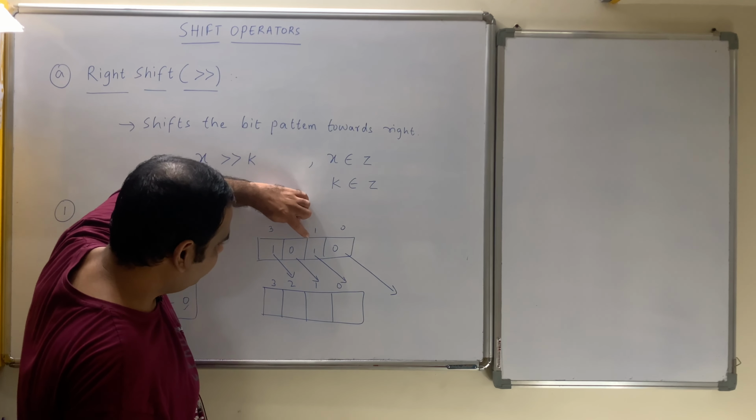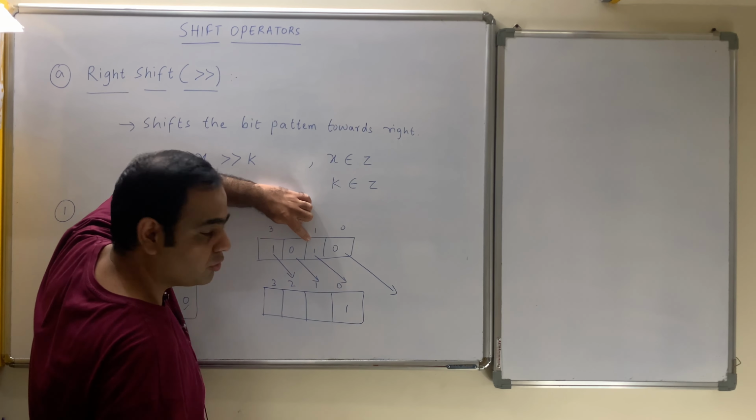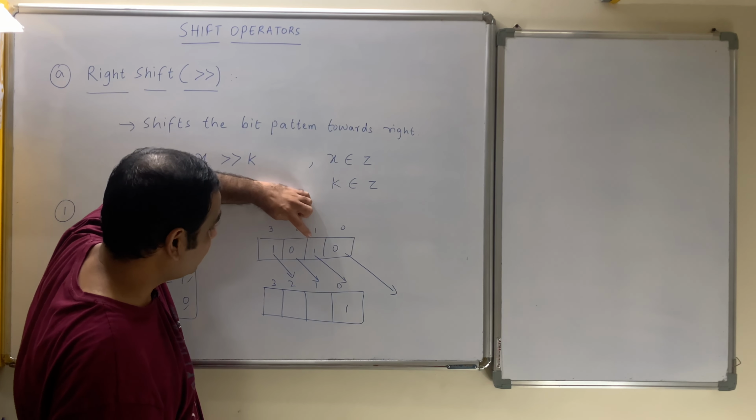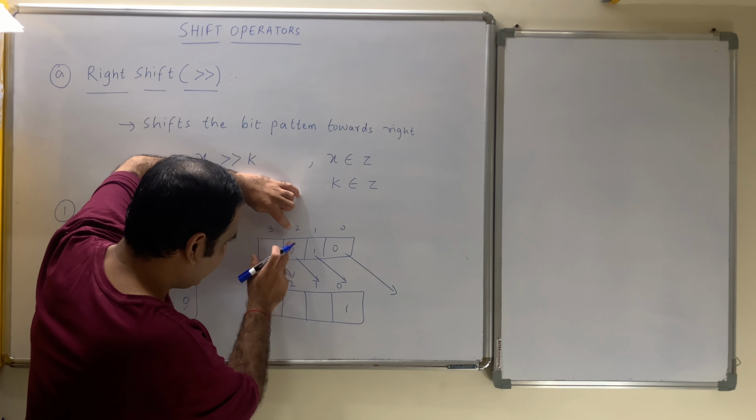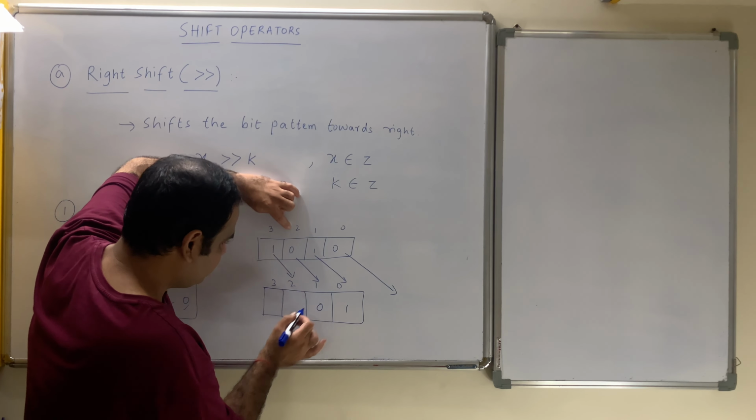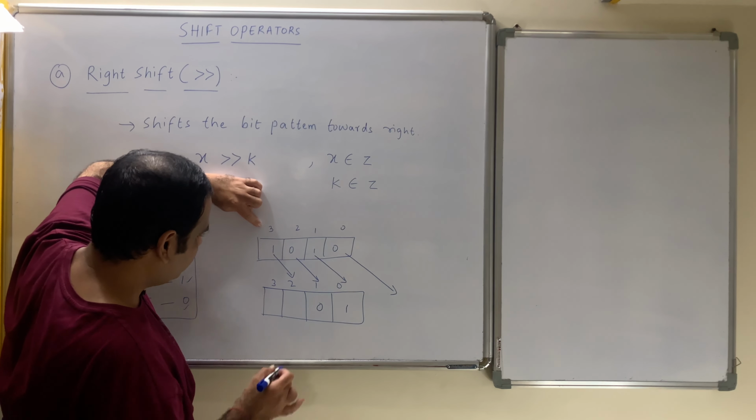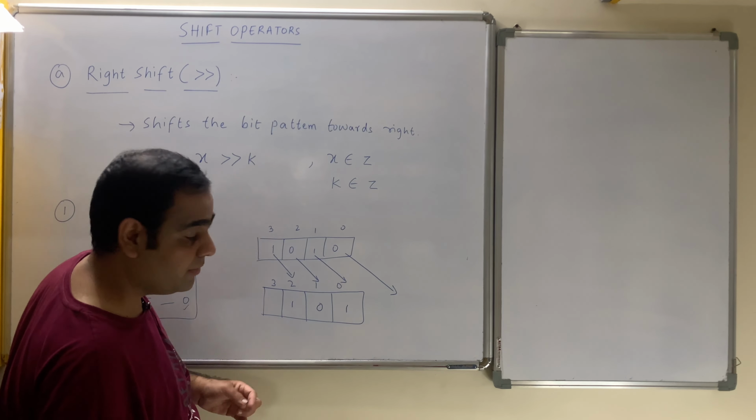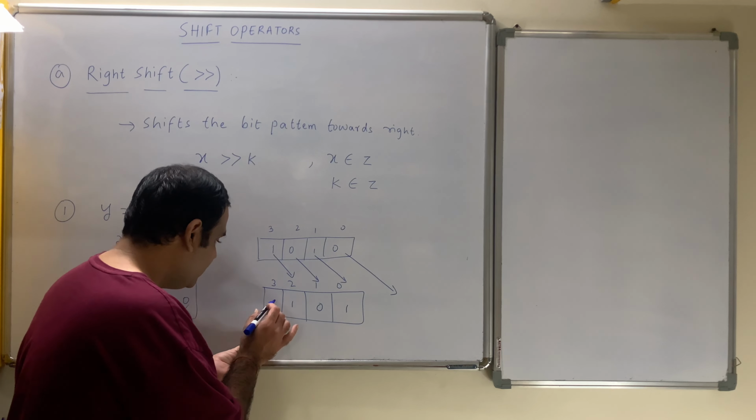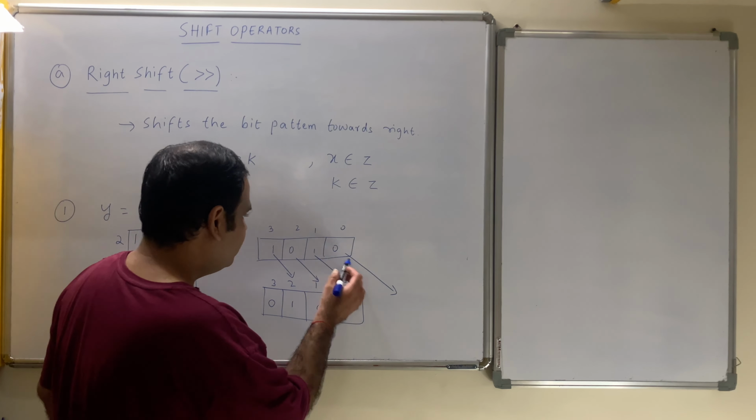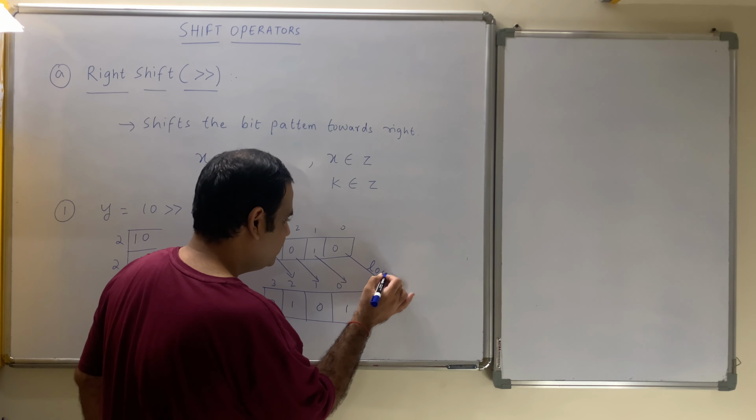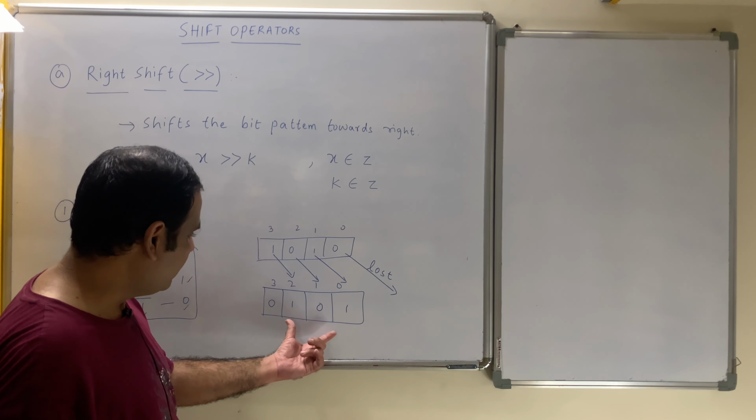Now what happens? This 1 will be at the 0th place because they are shifting by 1. This 0 which was at second place will come at the first place. This 1 which was at the third place will come at the second place. Now what about this bit? This will be filled with 0. And this 0 is lost. Now this is the answer.